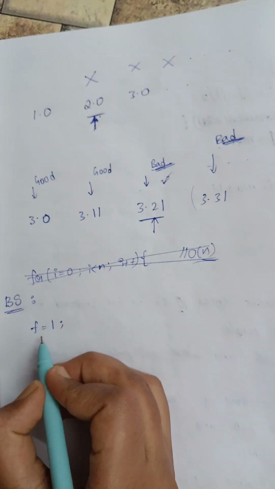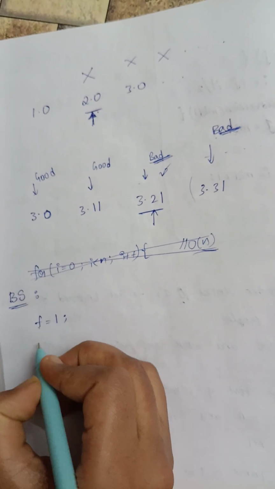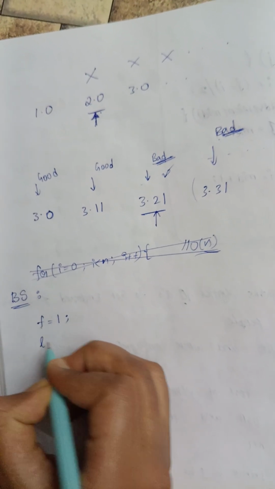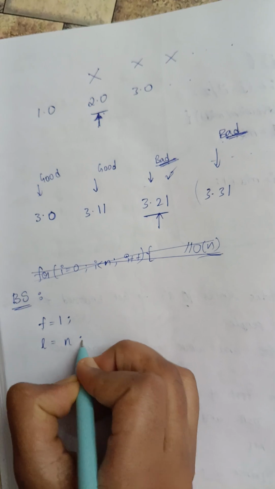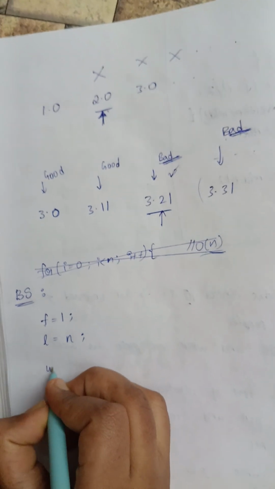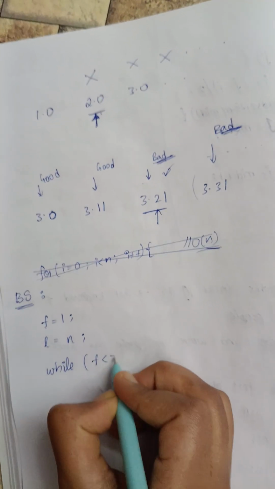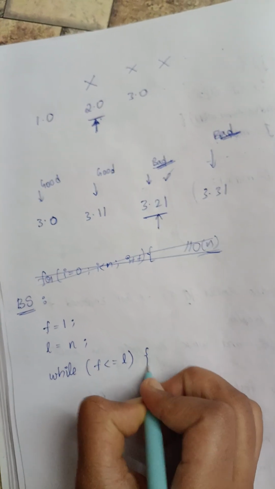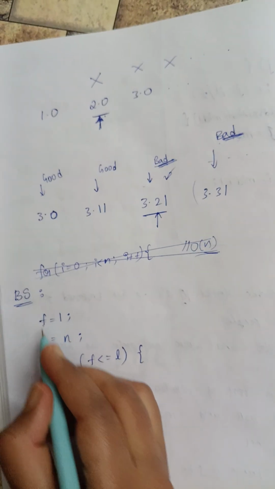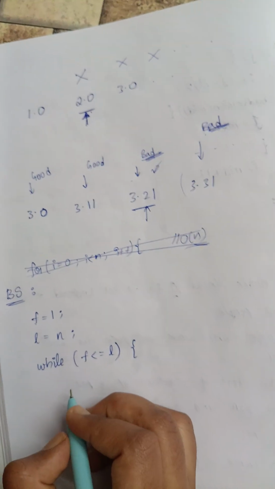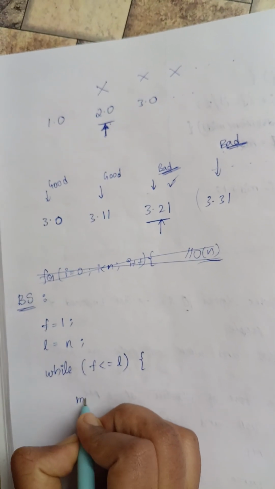So for that, we are just taking f as 1 and l as n. We are writing a while loop. Run the while loop until f is less than or equal to l. F means first, L means last. Find the mid.